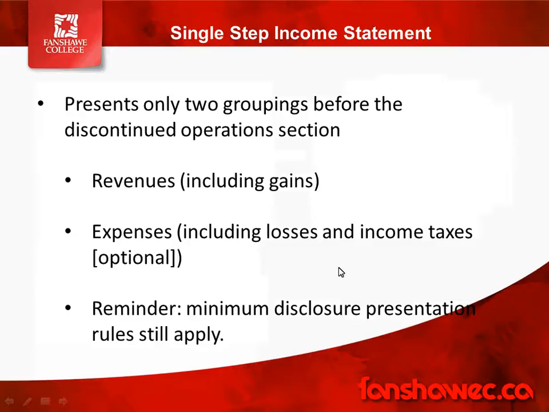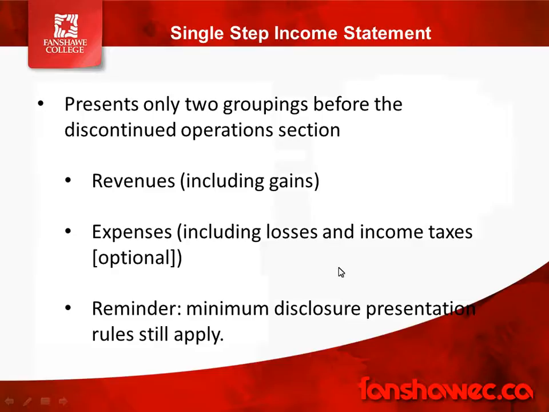The second section is your expenses section. And it includes losses and income taxes, which is optional. We'll talk about that in a second. But again, same idea. You have an expense section heading, says expenses, and then you just list off, and you can group them in however you choose, whether by nature or by function. But you just list them off, individually or grouped as you like, all your different expenses.